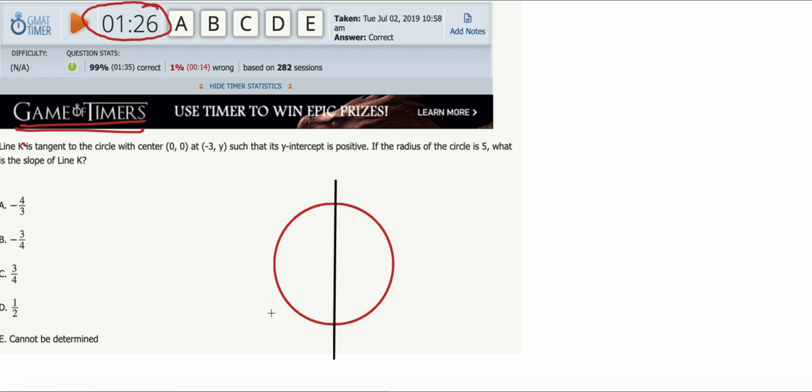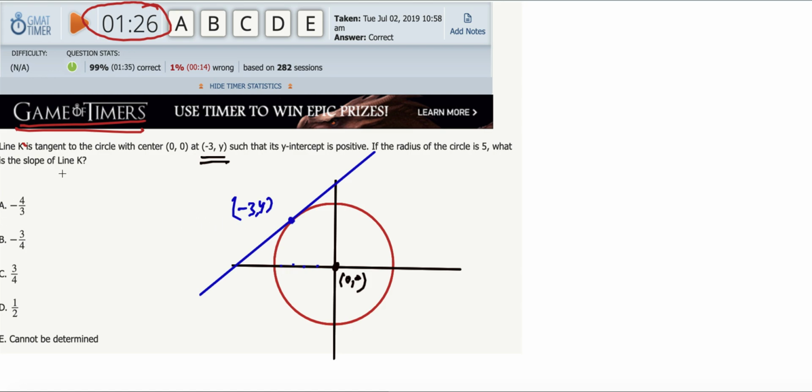I have the y-axis and x-axis, and this circle, assumed to be of radius 5, as the question says. This is the center (0, 0), and now there is a point (-3, y) where the line is tangent. Let's quickly figure out where -3 should be: 1, 2, 3, 4, 5. So the point (-3, y) comes out approximately at this point. Because the line is tangent at this point, I'm drawing a line. This is the supposed figure of line K that the question is talking about. Now we have to find the slope.